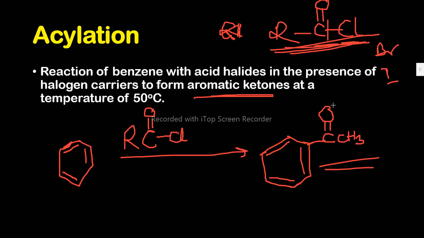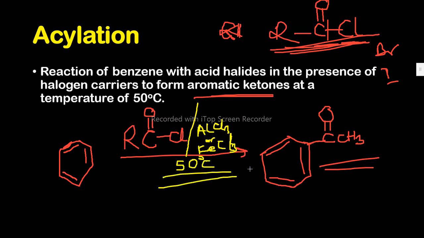For example, I'm going to give you some synthesis and you try it out so that you can appreciate. So what are we going to do? We shall react the same, but now we shall need a halogen carrier, maybe aluminium chloride, or you can use iron(III) chloride, any halogen carrier, and then you heat at 50 degrees Celsius.